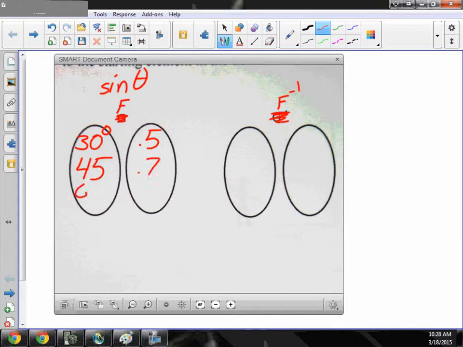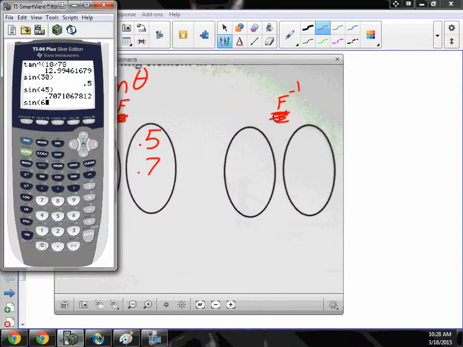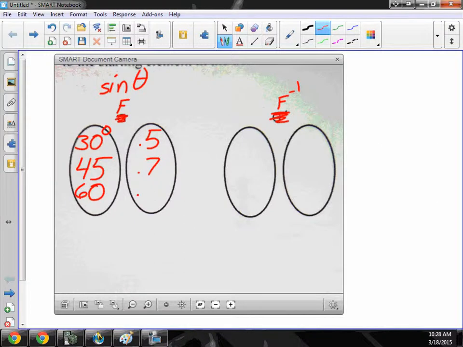What about the sine of 60? Sine of 60 is 0.86. And then I can draw the arrows. Is this a function? If every single time I do sine of 30, am I going to get 0.5? Yes. Is there any other angle that I can do the sine of and also get 0.5?